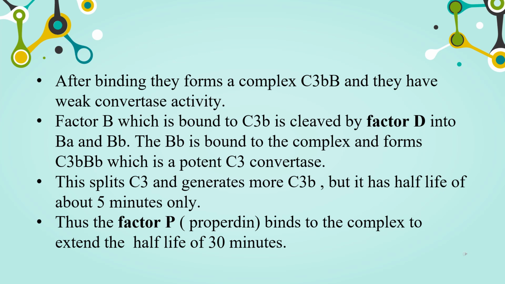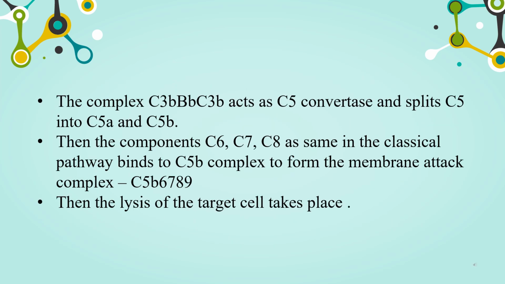After binding, they form a complex C3b-B, which has weak convertase activity. Factor B, which is bound to C3b, is cleaved by factor D into Ba and Bb. The Bb is bound to the complex and forms C3bBb, which is a potent C3 convertase. This splits C3 and generates more C3b, but it has a half-life of only about 5 minutes. Thus, factor P, that is properdin, binds to the complex to extend the half-life to 30 minutes. The complex C3b, Bb, C3b acts as C5 convertase and splits C5 into C5a and C5b.